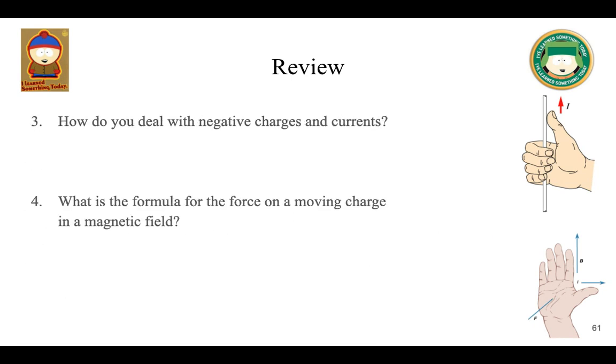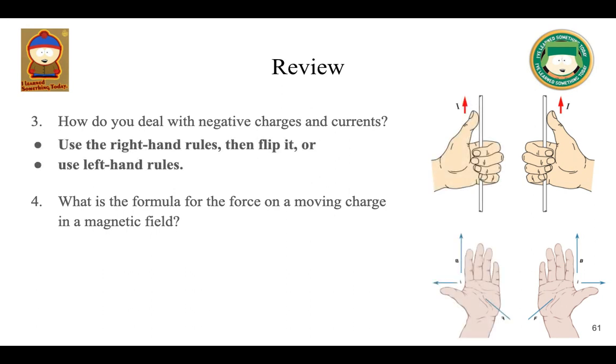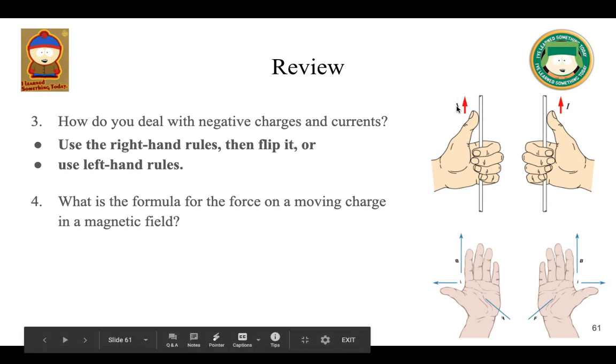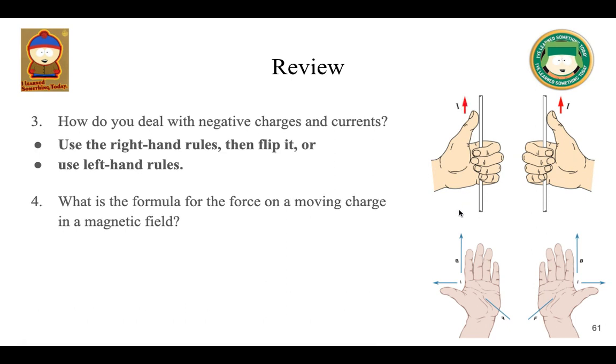So how do you deal with negative charges and currents? Well, it's kind of up to you. You can either do right-hand rules and then flip it when you're dealing with a negative charge or a negative current, or you can use the left-hand rule. Up to you. You should get the same answer. Oh, I should have changed this part. That shouldn't be. This should be an I and an arrow. This should be a negative I and an arrow pointing down is what that should be. Oh well. Too late. Not changing it.